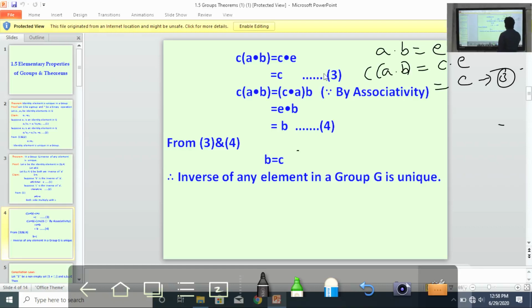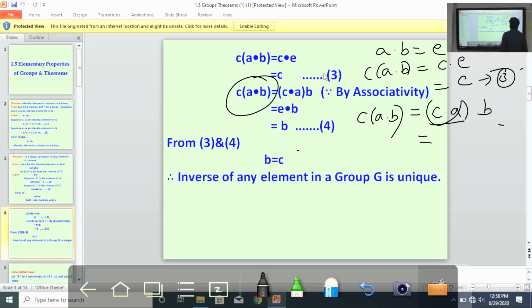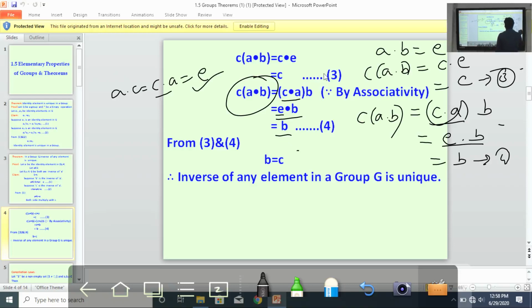Now consider C into A into B. By associative property, C into A into B. But what is C into A? A into C equal to C into A equal to E. So C into A is E. Therefore, E into B. What is E into B? B. This is the fourth equation.